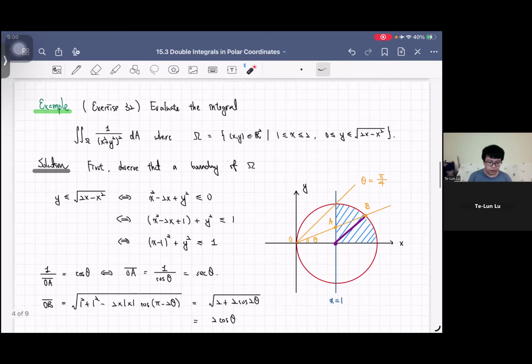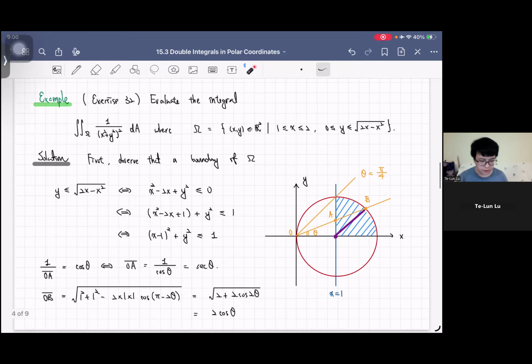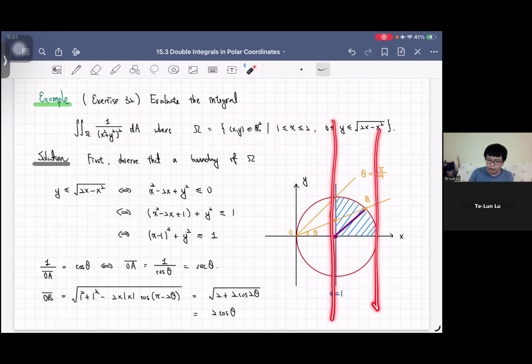Okay, now let's do some more examples. So this example asks us to integrate this function 1 over x squared plus y squared over this domain. (x, y) belongs to R2, x is bounded within 1 and 2, so that is easy to understand. And y has a strange upper bound, and 0 as a lower bound.